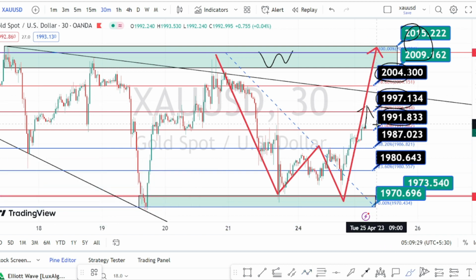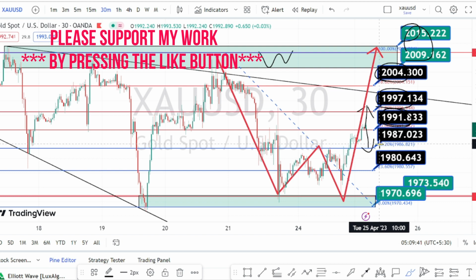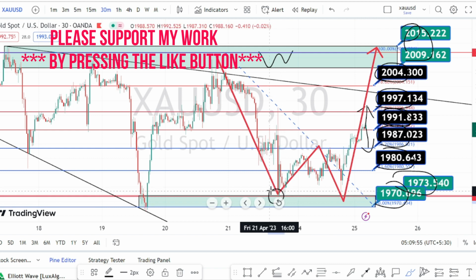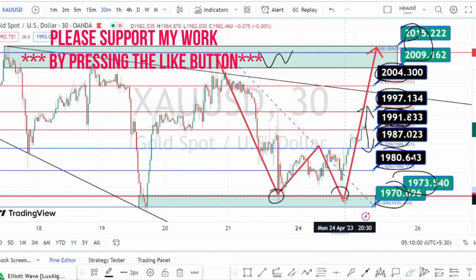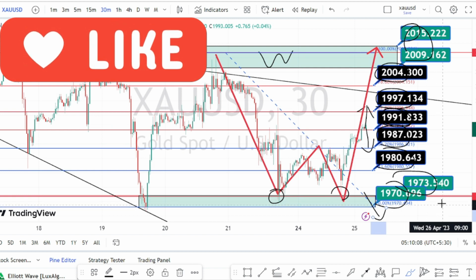And on the bearish side, if the price action breaks the current support level of 1991 and starts a bearish side retracement, the next level of support is going to be around 1987, 1980, and the support zone between 1973 to 1970. This zone has acted as a support level for the double bottom pattern, and only when the price action breaks this support zone can we expect a fresh bearish trend to start in 30 minutes time frame.